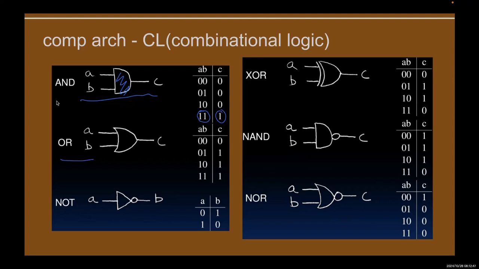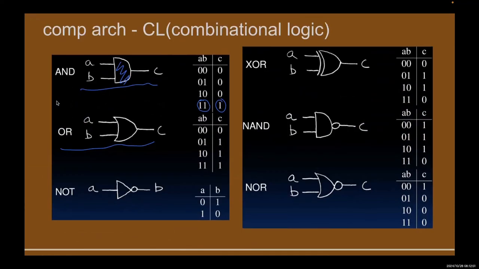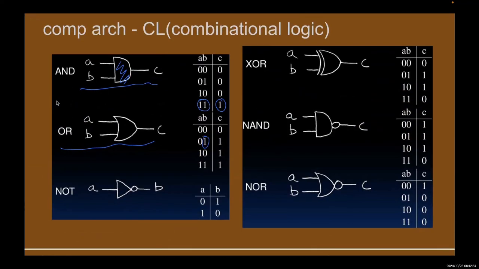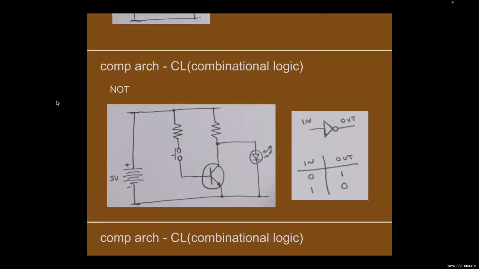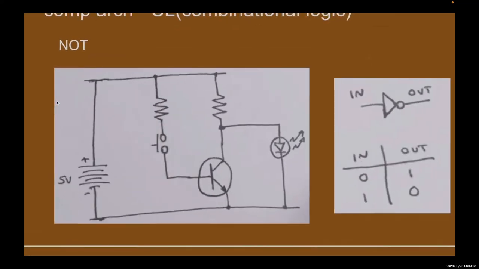And the OR gate is like, as long as one of the inputs is 1, then the output is 1. That's AND and OR. So what is the NOT gate? It just inverts the input. Okay, then we can build the NOT gate first out of the transistor.